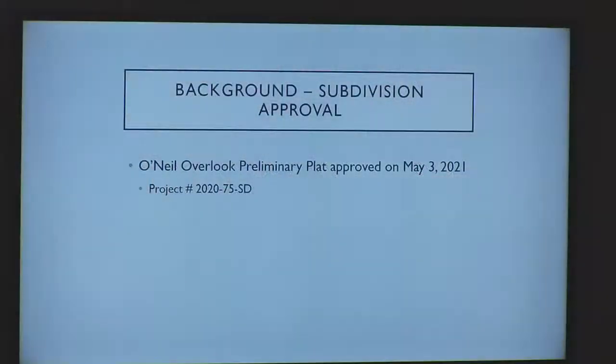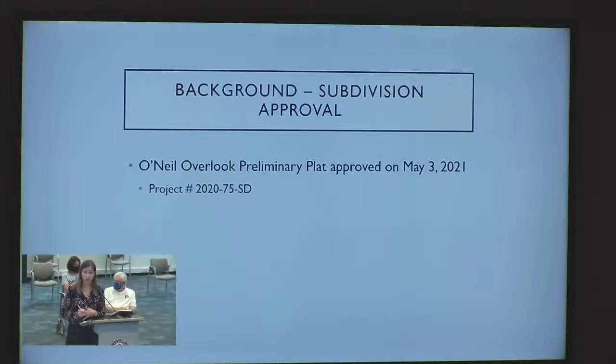A little bit of what I have in my presentation is going to repeat some of what staff said, so I'll move quickly through that. Of course, the variance request is associated with the O'Neill Overlook subdivision. That preliminary plat was approved by the Town Council on May 3rd, 2021, project number 2020-75-SD.